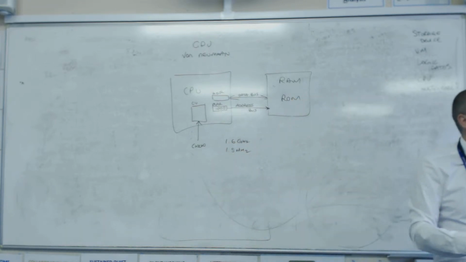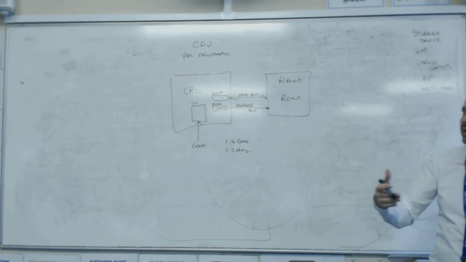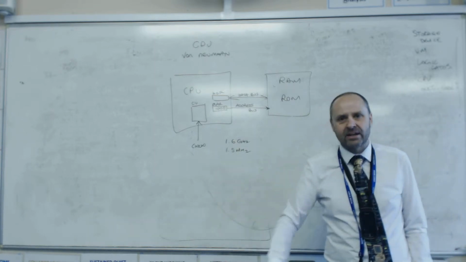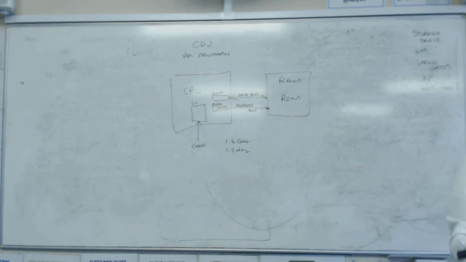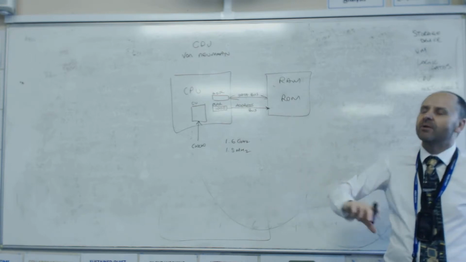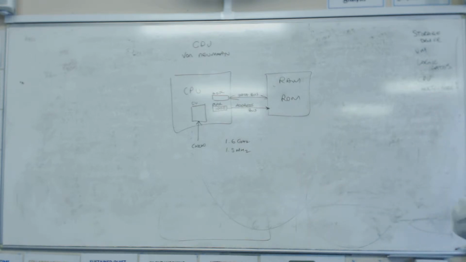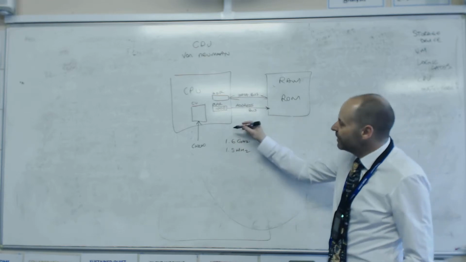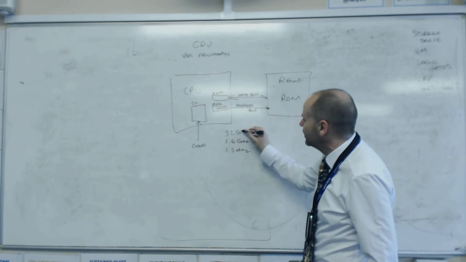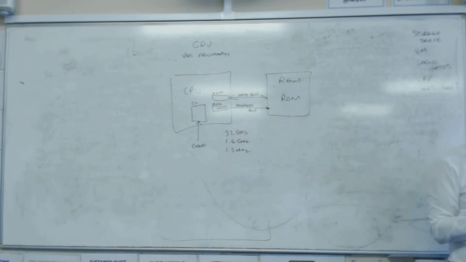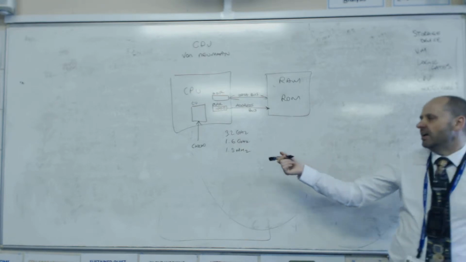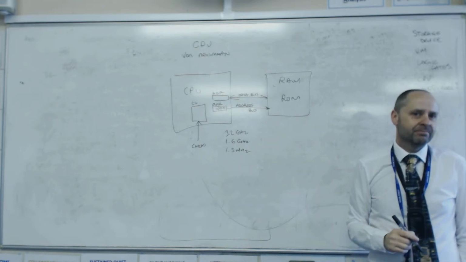But the clock is the governor. It determines how quickly the control unit performs the fetch execute cycle, which is why, at a really basic level, if we increase the clock speed, we increase the general performance of the CPU. It's not strictly true, but in general that would be the case. Something running at 3.2 gigahertz, you would expect it to be executing faster than 1.6 gigahertz. All right?